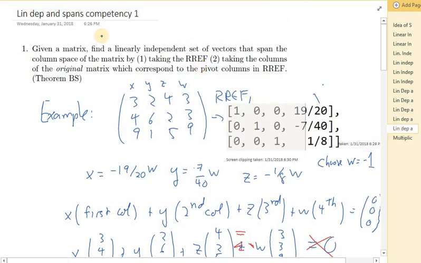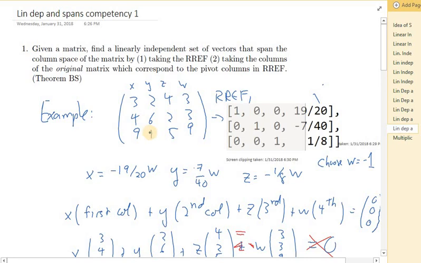Okay. So linear dependence in spans competency 1. Given a matrix, find a linear independent set of vectors that span the column space of the matrix by first taking the REF, second taking the columns of the original matrix, which correspond to the pivot columns in the REF. Now here's an example. I just chose this matrix out of the hat, and I took the REF, and this is the result. Now, what does that mean?